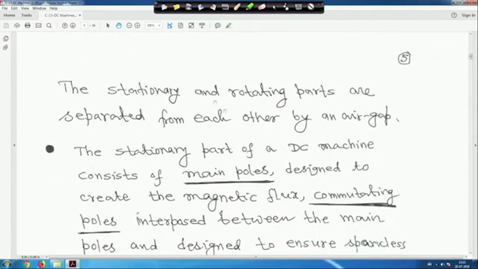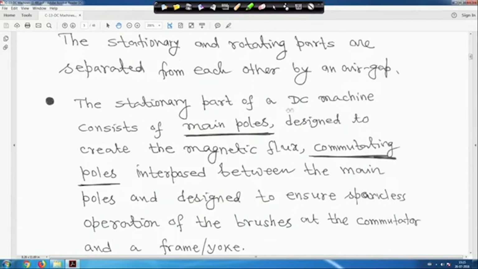Now, the stationary and rotating parts are separated from each other by an air gap, just as I show in the diagram. The stationary part of a DC machine consists of main poles designed to create the magnetic flux, commutating poles interposed between the main poles and designed to ensure sparkless operation of the brushes at the commutator, and a frame or yoke.